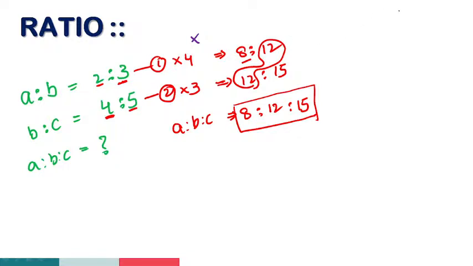Coming to the second model, guys, just remember this symbol, guys. So the given information, A is to B is how much, guys? 2 is to 3. 1 second.